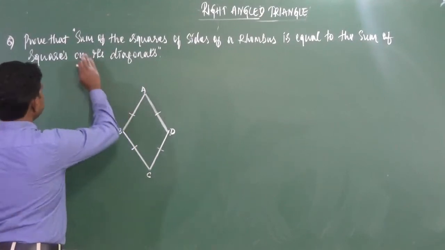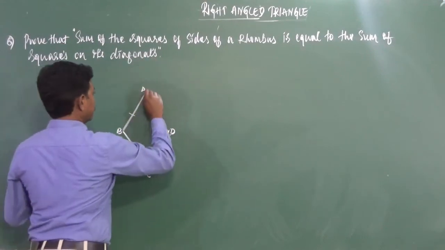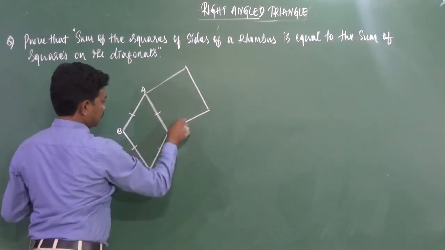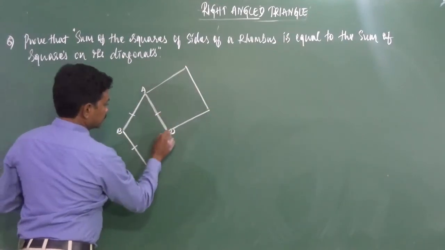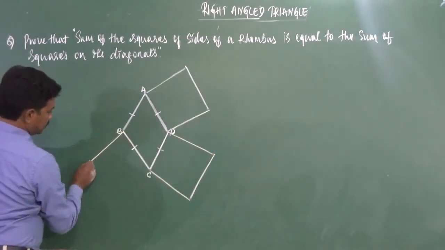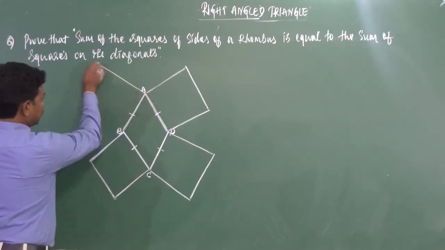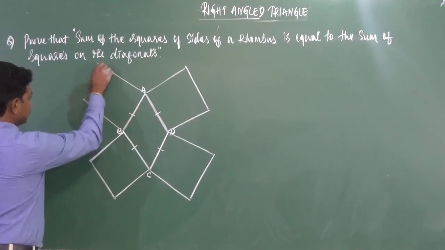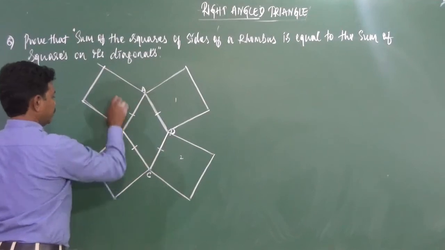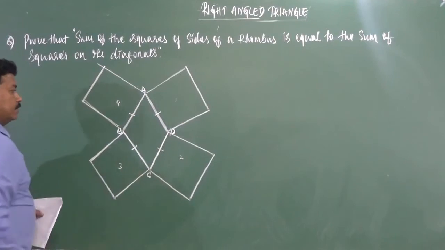So prove that sum of the squares of sides of a rhombus. So I am going to build a square on the side of a rhombus. This is the square on this side of the rhombus, this is the square on this side, this is the square on this side, and this is the square on this side of the rhombus. So these are the 4 squares, 1, 2, 3 and 4. These are the 4 squares which are built on the sides of the rhombus.